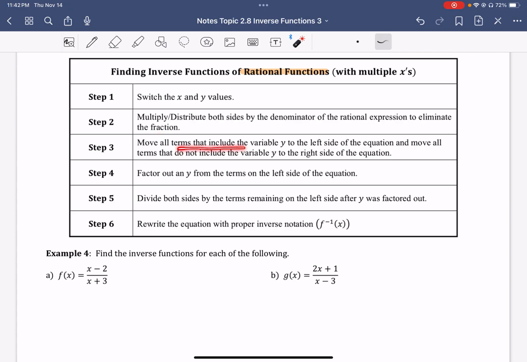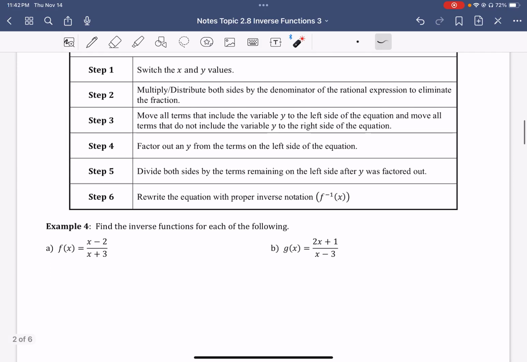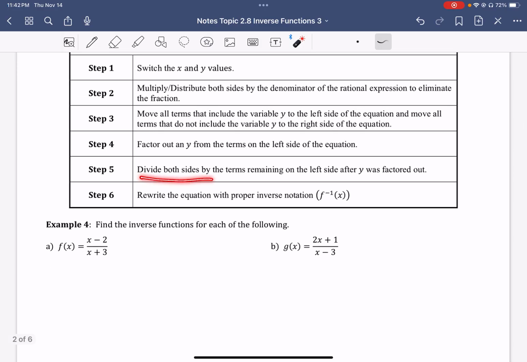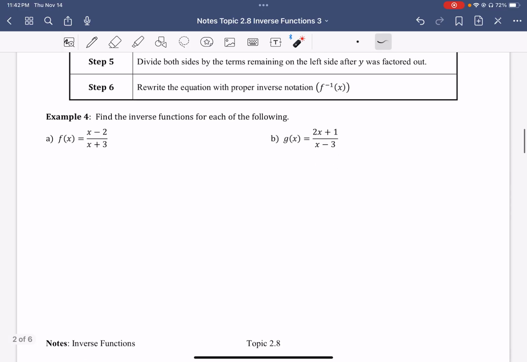You're going to move all the terms that have the variable y to the left side and all the terms that don't have y to the right side. Then you're going to factor out the y from the terms on the left side of the equation, and then divide both sides by the terms remaining on the left side after y was factored out, and then rewrite the equation with proper inverse notation.